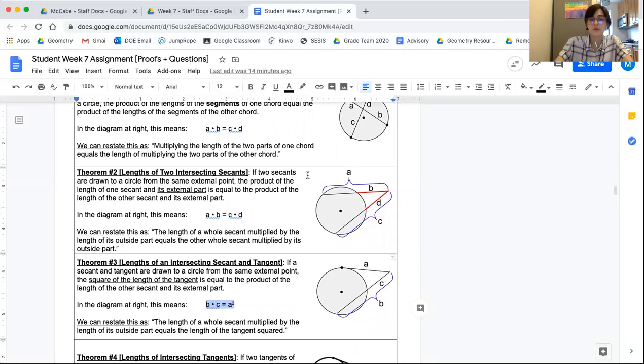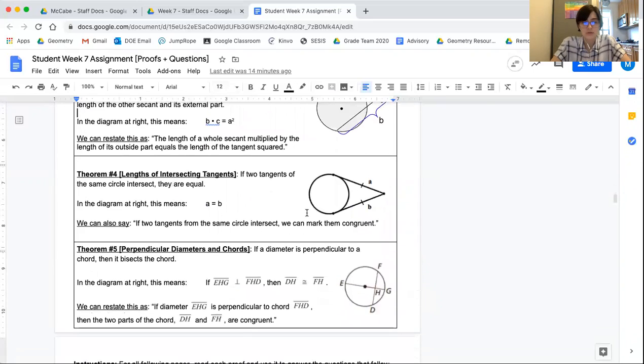Okay, so we're going to be using these to do some calculations, but first we're actually going to look through some proofs that show you why these theorems are true. And to do that, we're going to scroll down.